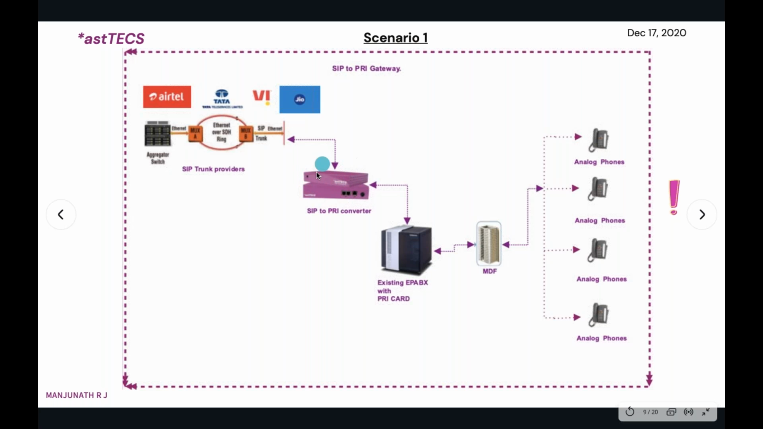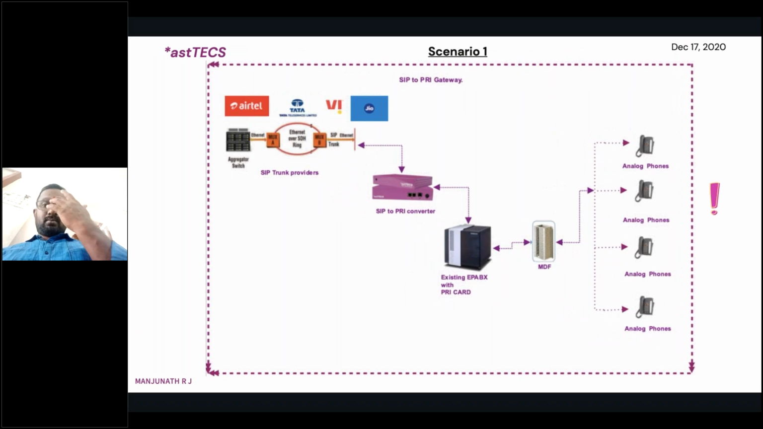So this is the SIP converter, basically a SIP to PRA converter. When the SIP trunk comes, it will connect to a SIP gateway. From the SIP gateway, it will go to your existing EPABX or PABX and connect with the PRA card. So from the SIP gateway to the EPABX, it will connect over the PRA card of the EPABX. From there, the normal connectivity that you have, you can still use along with your existing EPABX. Okay, I will repeat once again.